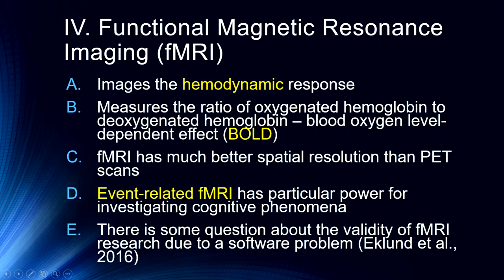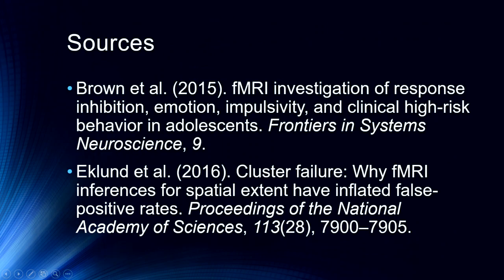Article published by the Proceedings of the National Academy of Sciences. Very prestigious journal, which you should take a look at. So here's the source for that go-no-go trial. This is the source for the cluster failure, why fMRI inferences for spatial extent have inflated false positive rates, if you're interested in taking a look at that.